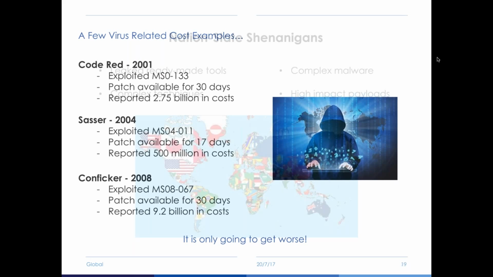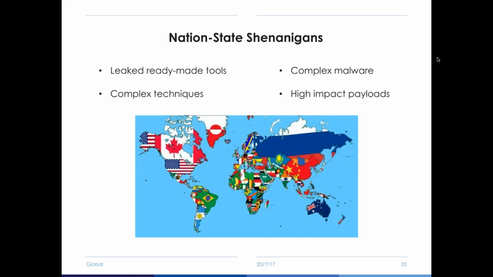And this is something that's only going to get worse over time. We've talked about this a lot in previous webinars. Nation state, like I say here, nation state shenanigans. As these guys go back and forth at each other, they're fighting. They've got a lot of specialized tools. They've got a lot of the best talent. So they're really creating some powerful and unique stuff that's out there.